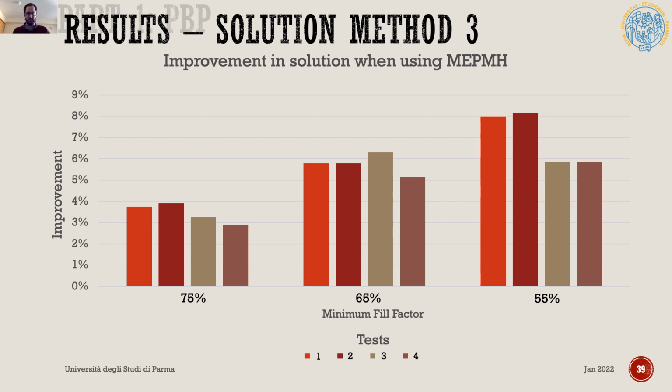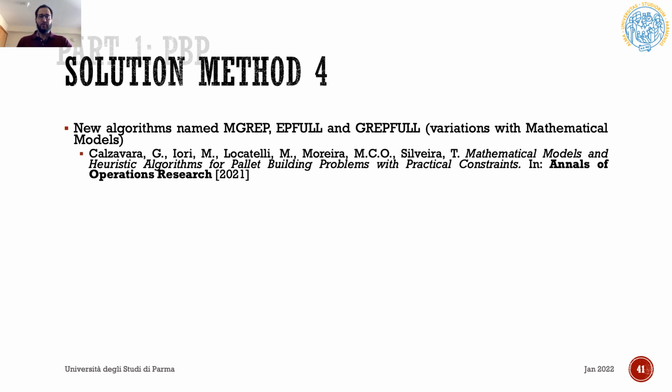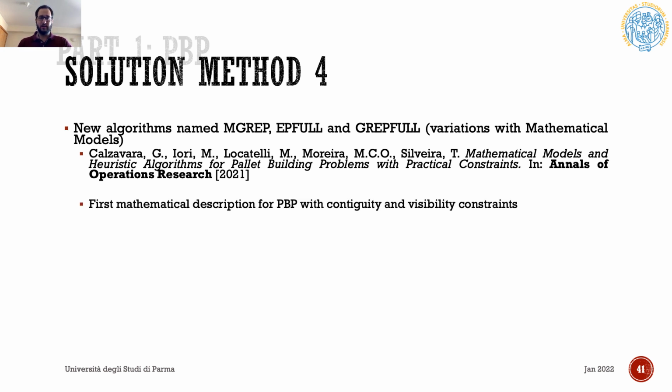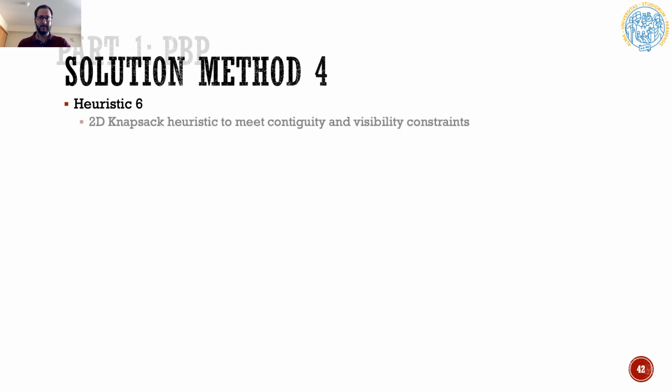These are some of the results of the third proposal. The improvement was greater than 8% when considering a minimum fill factor value equal to 55%. Finally, we proposed, to the best of our knowledge, the first mathematical description for this problem. Additionally, we've proposed new matheuristics based on heuristic and mathematical models.